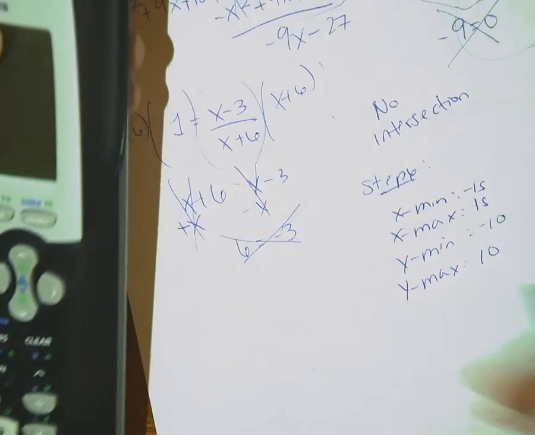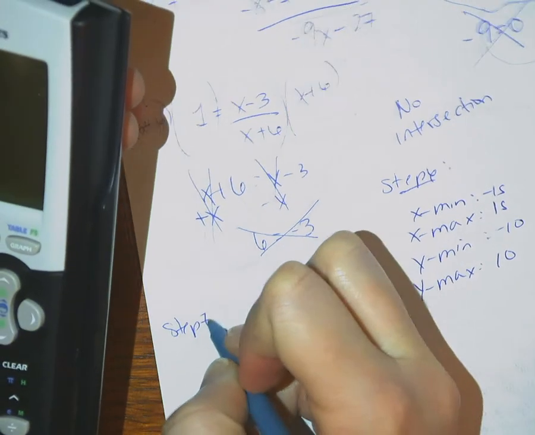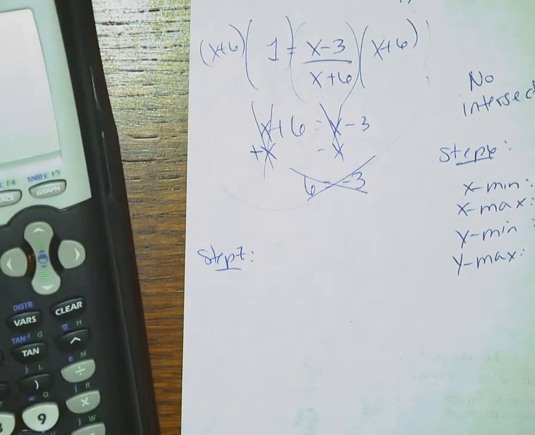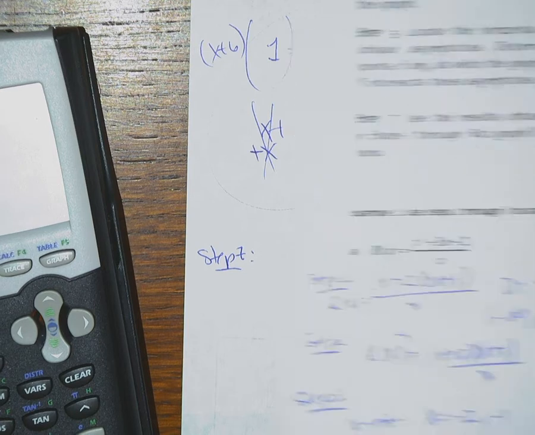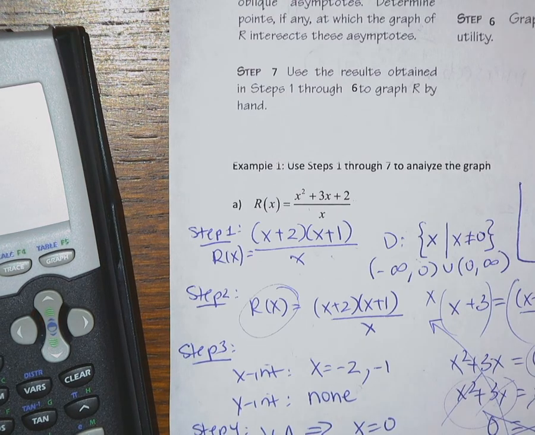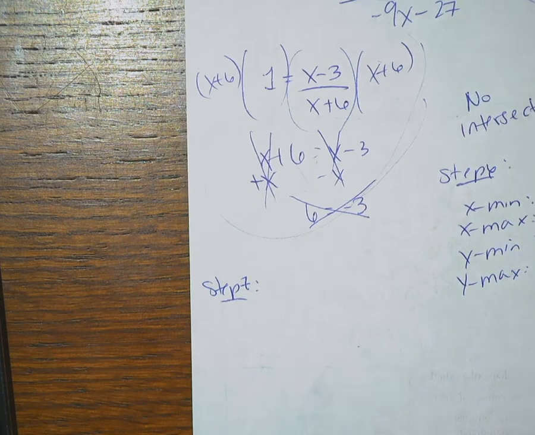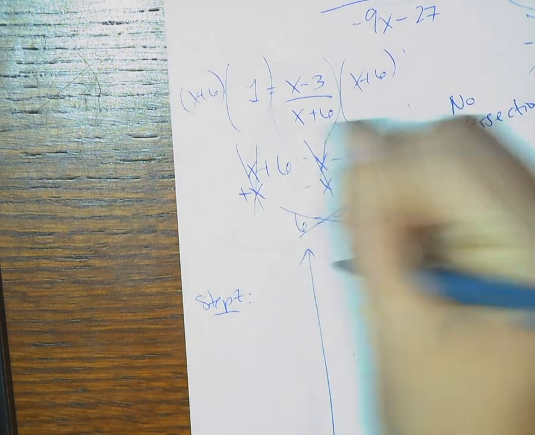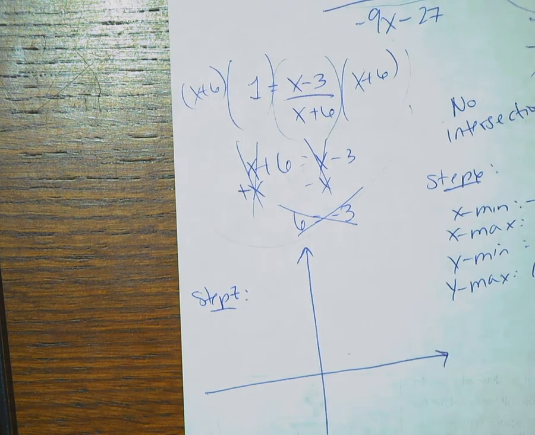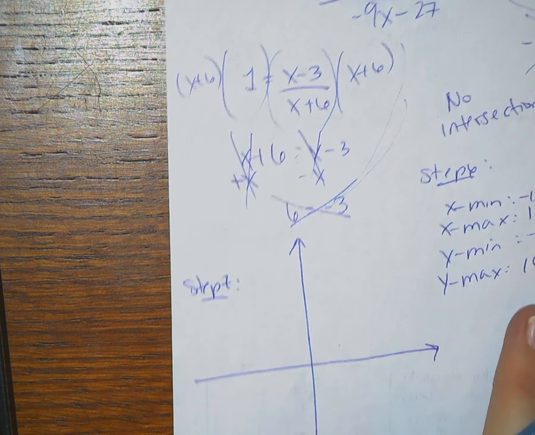Okay. Our final step, step 7, if we look back at our notes, is to use the results from steps 1 through 6 to graph the rational function by hand. Okay, so first we are going to make our grid. Okay, then we're going to go through each piece of information that we've obtained.